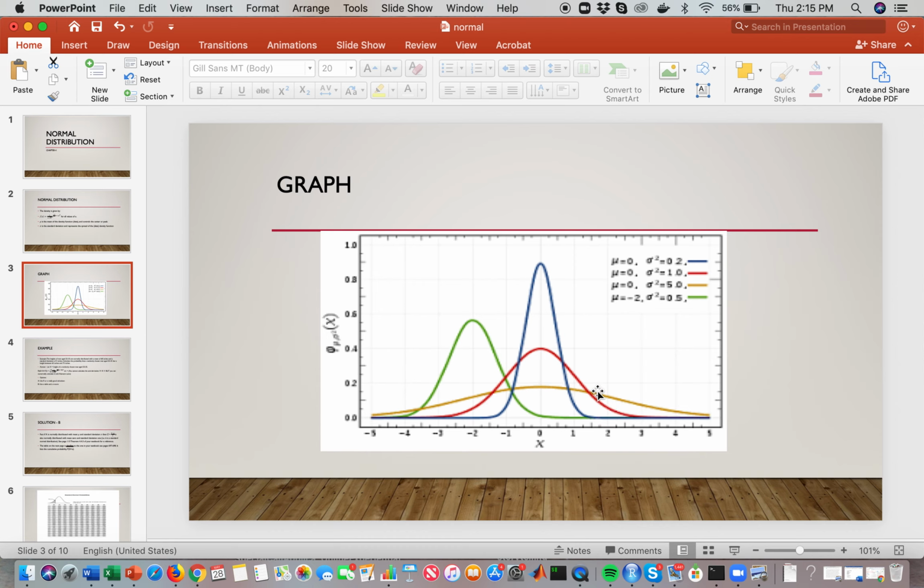They have the same mean. So the blue, the red, the gold, they all have their peak at the mean of mu equals 0. So mu controls the center, and sigma controls how spread out or peaked the data is. Okay. Now, the green curve has a different mean, and here we can see that it's shifted. So it has a mean of -2, and it's shifted to the left by -2. So the mean controls the center.